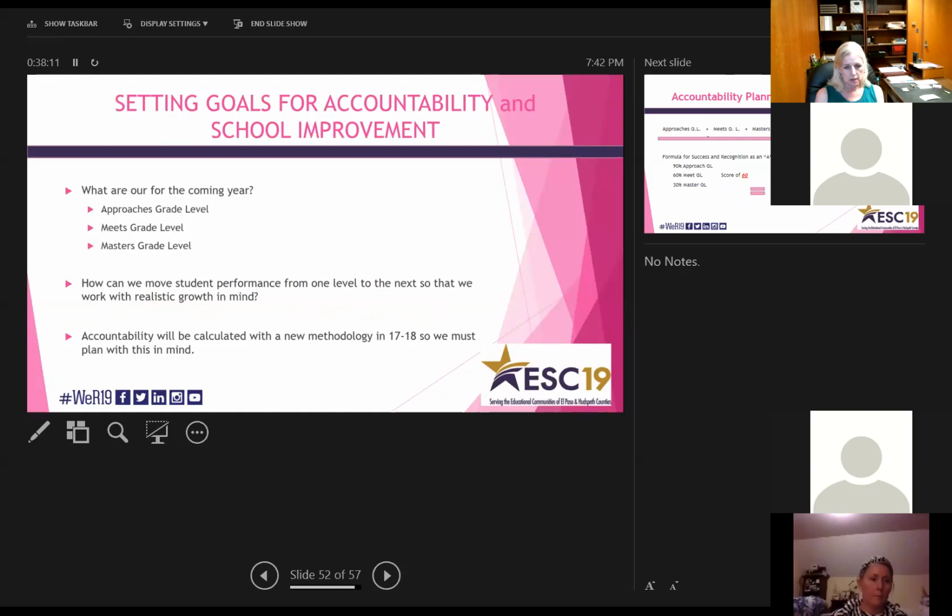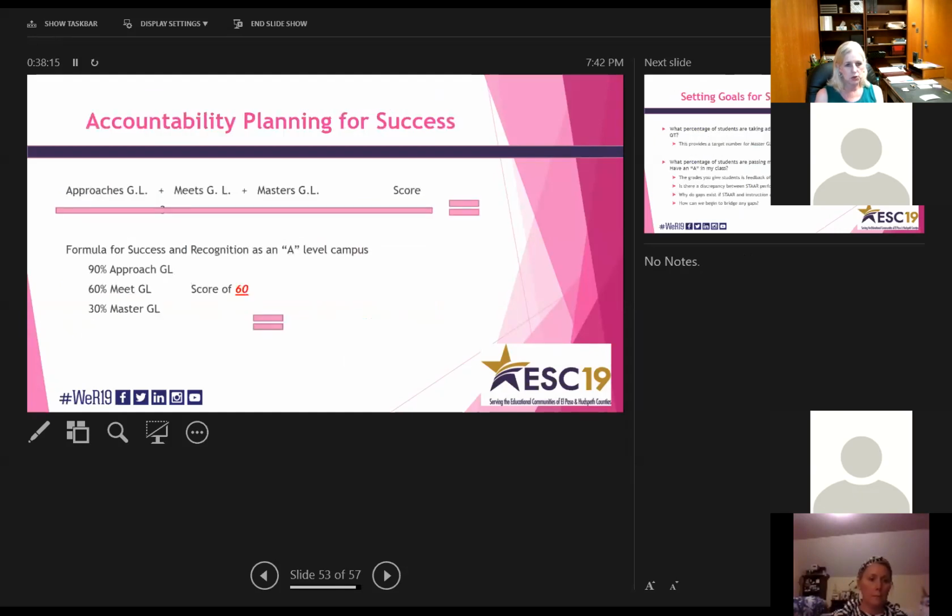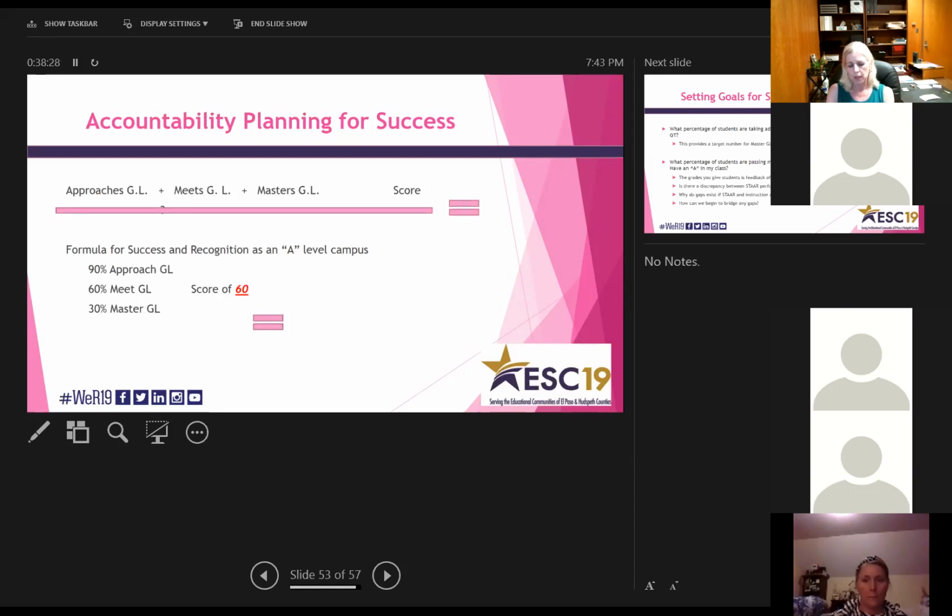So, goals are important, so you can look through that at your leisure. If you don't understand this, GL means grade level. Remember when we broke our students down into various grade level categories? So approaches grade level, that may be your level 1 and 2 students. Meets grade level, maybe your level 3. Masters grade level, maybe your 4s and 5s.